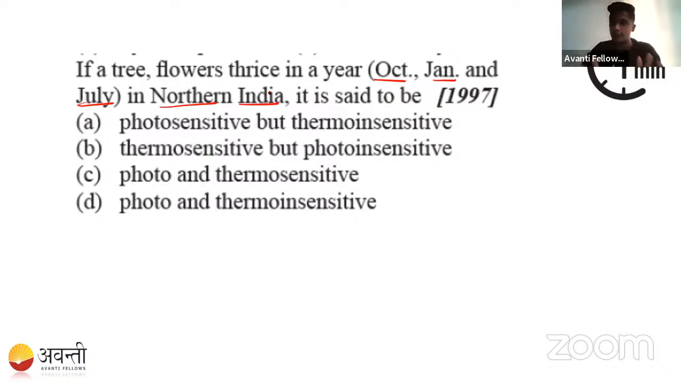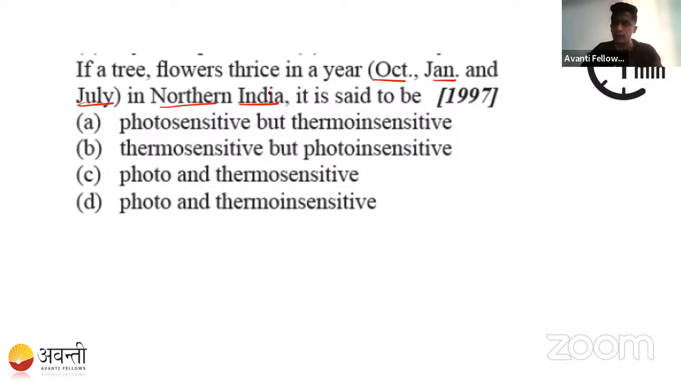The people who live in North India must have a very good experience. These 3 months are winter season, and the amount of sunlight that is received is very, very less, as well as the temperature is also very, very cold. Now, whenever we talk about sensitivity, if I tell it is photosensitive, that means it is sensitive to light. If I tell it is thermosensitive, that means it is sensitive to temperature. Insensitiveness is it does not react to both light or the temperature.